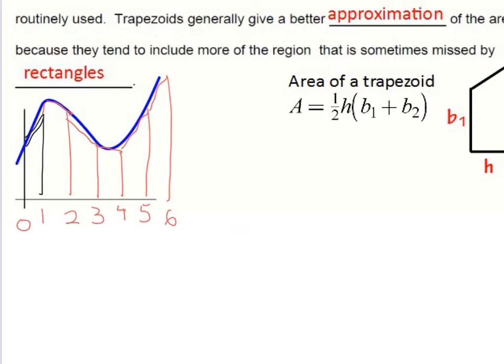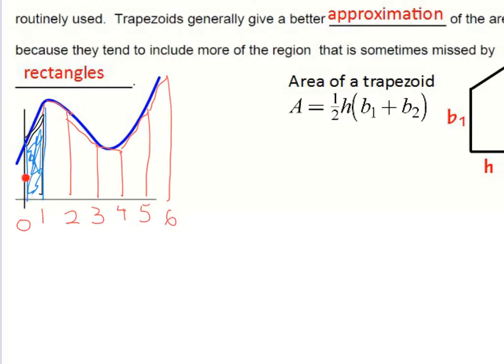So let's just consider this first trapezoid. This blue guy right here. It has an area of 1/2 height times the two bases. Because what we're really doing is we're averaging together the two bases times the height. So when we say the bases, we're really talking about this length and this length. So again, the bases are 1, 2.